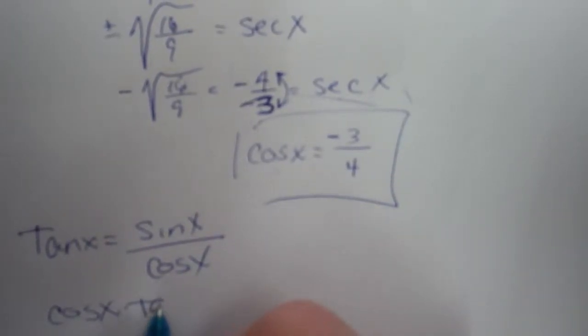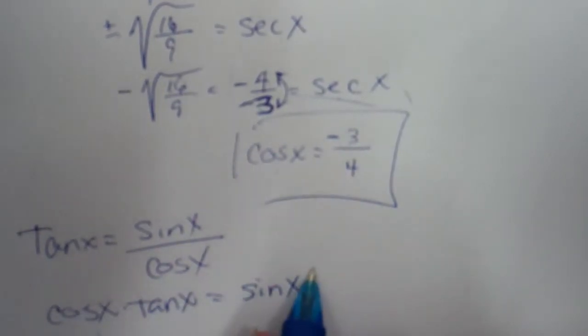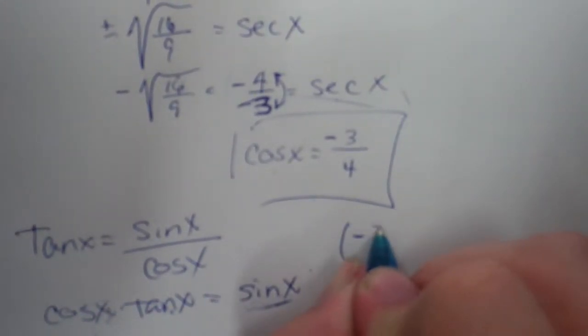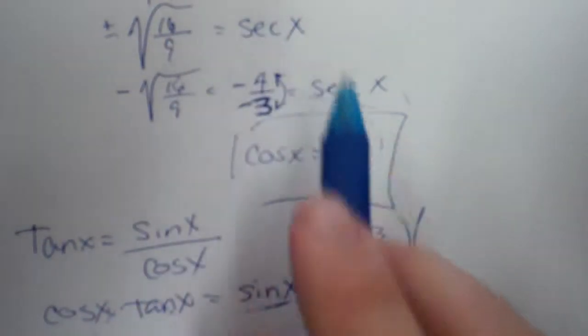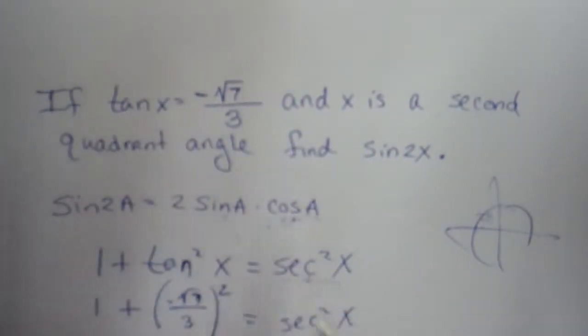So the cosine of x times the tangent of x is equal to the sine of x, and this gives us a handy way of finding sines very quickly as long as we know a cosine and a tangent. And we do know the cosine and the tangent. We'll do a substitution. So 3 over 4, that's the cosine, times the tangent. What is the tangent? Well, it told us that the tangent was negative radical 7 over 3.